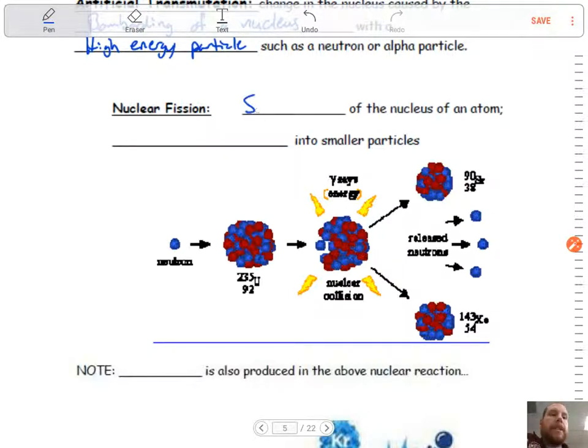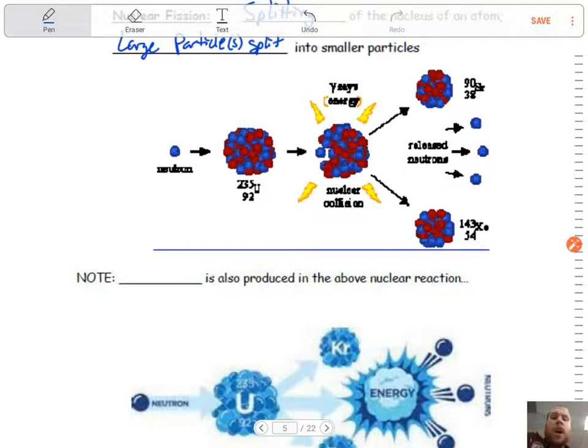So this is where we split. You're splitting the nucleus of an atom. Larger particles will split, either a single particle or multiple particles. They will split into smaller fragments, okay? And this is what this picture's showing. So our guest speaker who came in and talked, this is what he was talking about, how they power Navy submarines and aircraft carriers, is using this fission process where you've got all this energy coming out, and then you've got released neutrons, and you've got different fragments of what we call daughter nuclei.